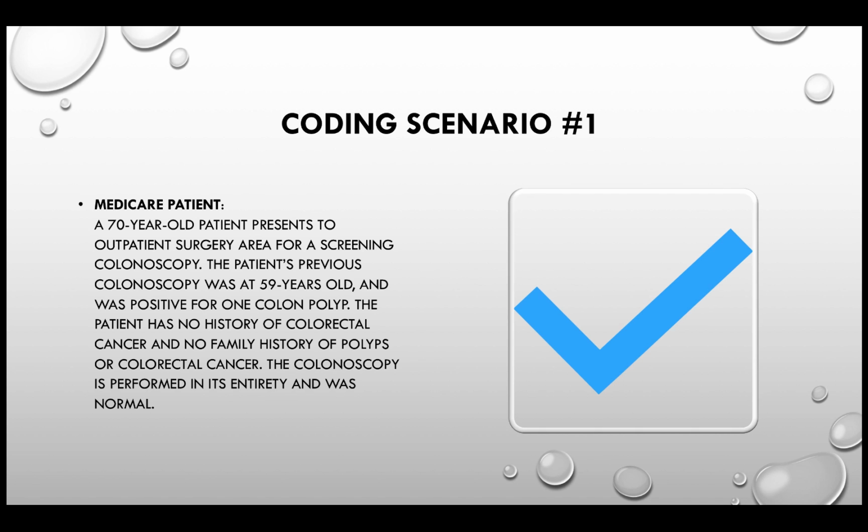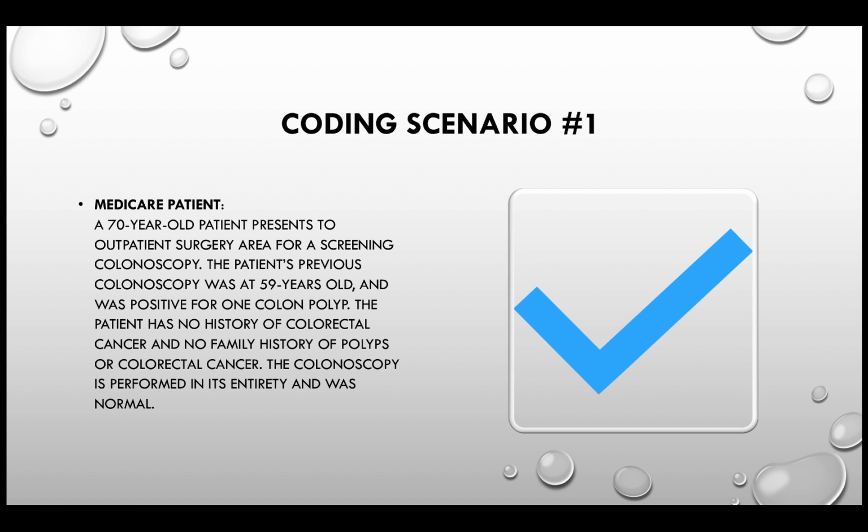Now it's your turn to try with scenario 1. This is a Medicare patient. A 70-year-old patient presents to an outpatient surgery area for a screening colonoscopy. The patient's previous colonoscopy was at 59 years old and was positive for 1 colon polyp. The patient has no history of colorectal cancer and no family history of polyps or colorectal cancer. The colonoscopy is performed in its entirety and was normal.